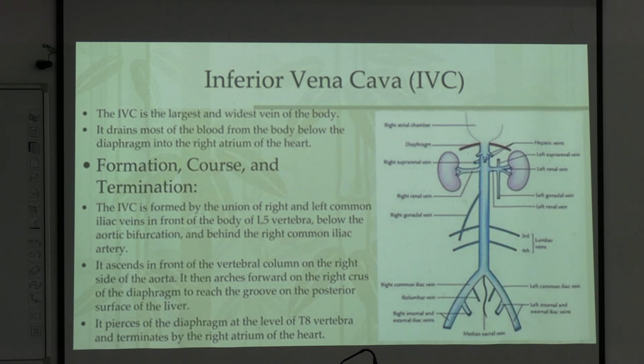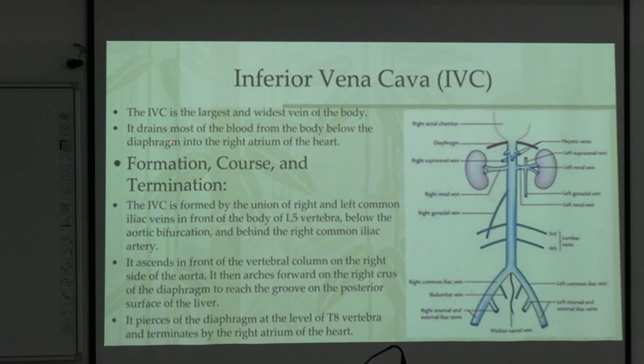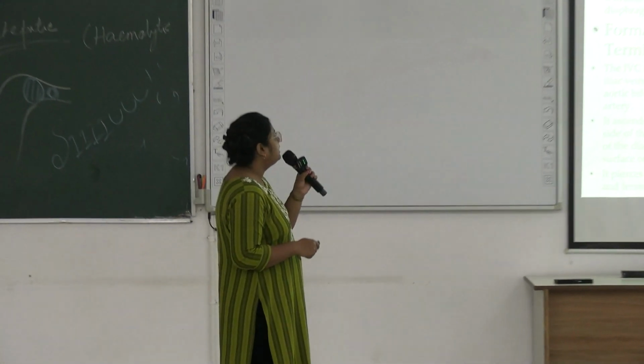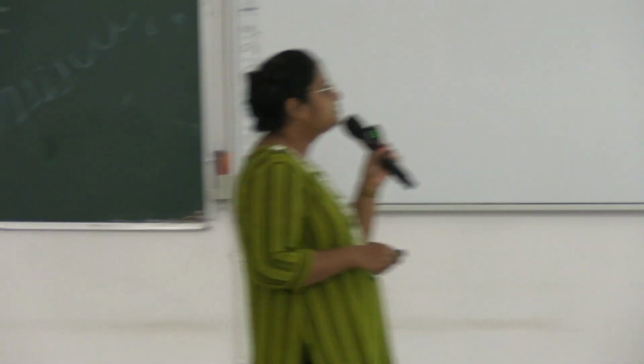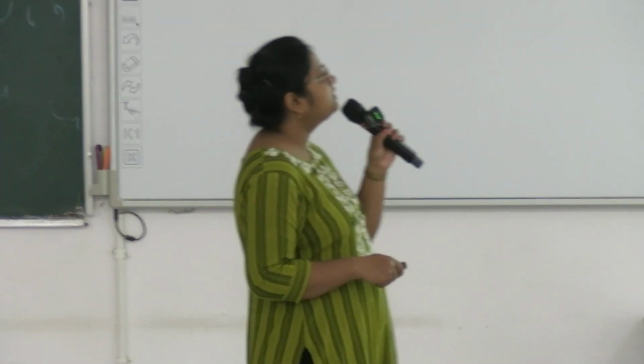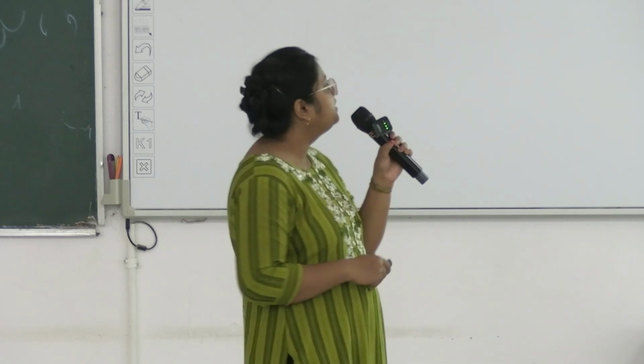we go to the inferior vena cava. The inferior vena cava is the largest and widest vein of our body, and it drains most of the blood from the body below the diaphragm into the right atrium of the heart. And how is it formed? Its course and termination. Inferior vena cava is formed by the union of right and left common iliac veins in front of the body of the L5 vertebra.